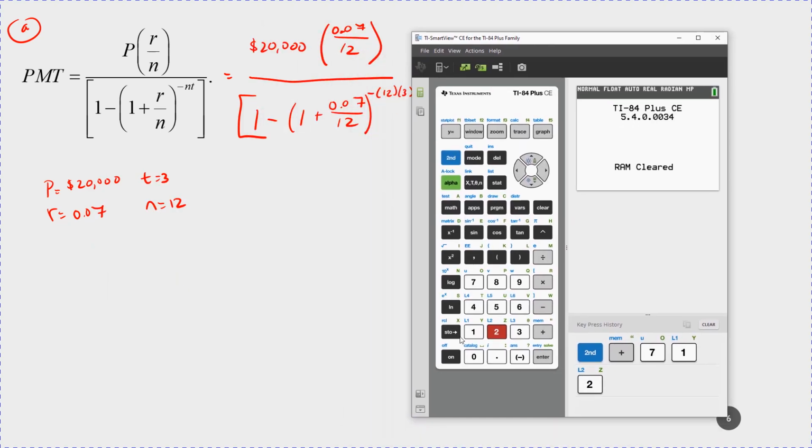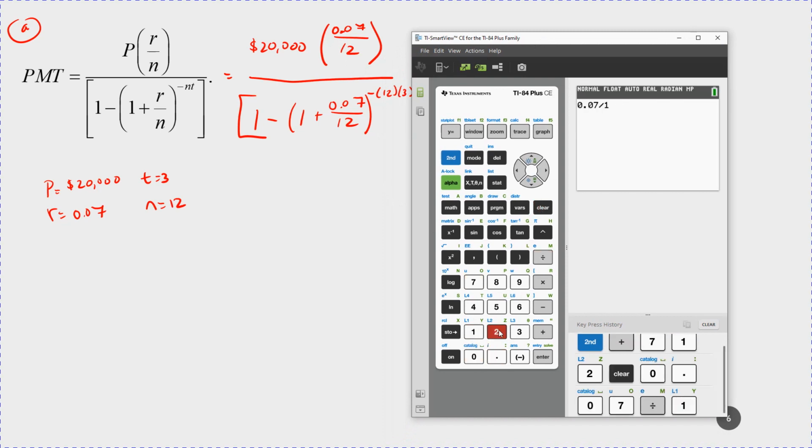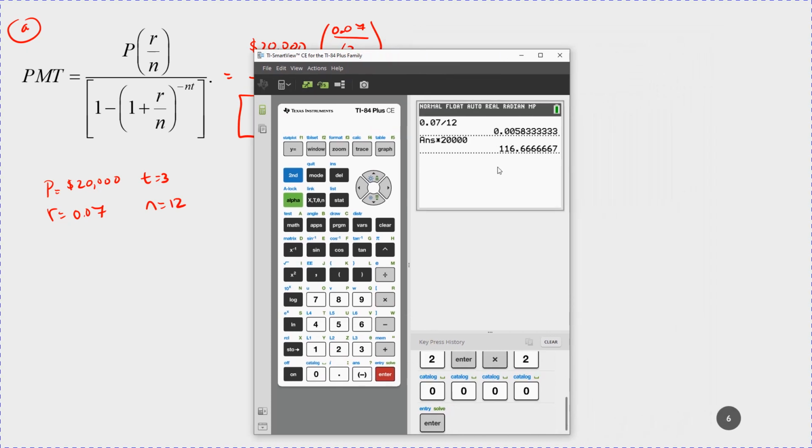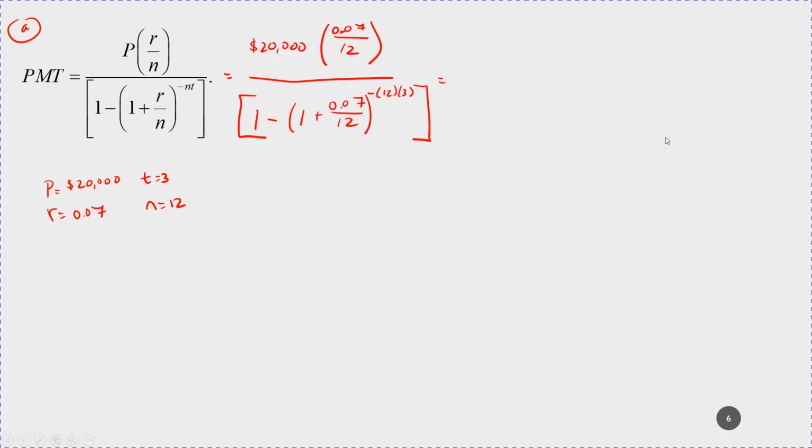Okay, so we'll start up here in the numerator. 0.07 divided by 12 times 20,000. So you should get 116.6666667 here. Remember, if we're going to do this piecewise, when you put this in the numerator, go out like 6 decimal places because we want to get this as exact as we can. So it's 116 and then 6 sixes: 1, 2, 3, 4, 5, and then I'll round up the last one, 7.